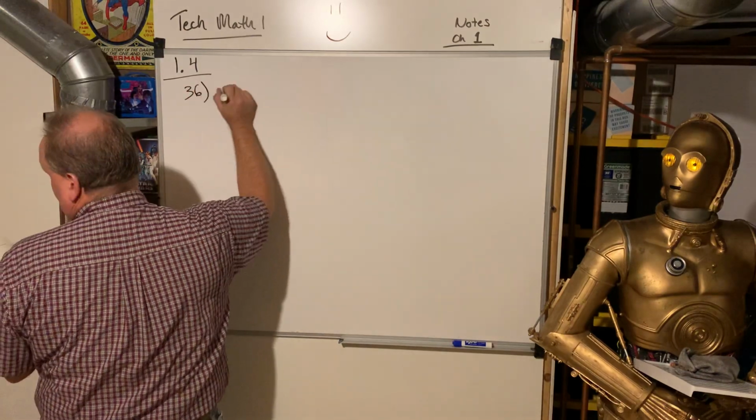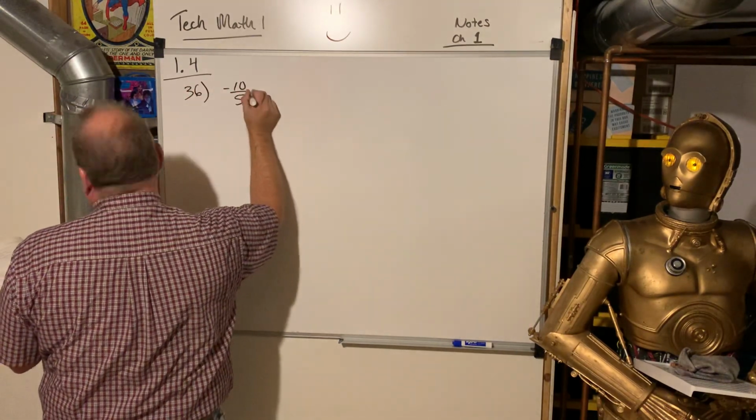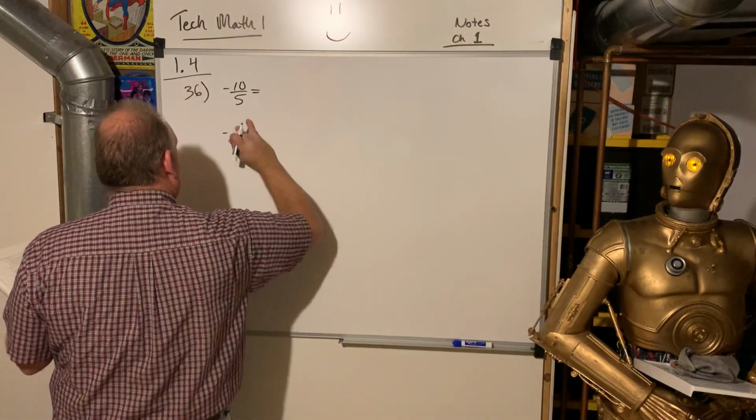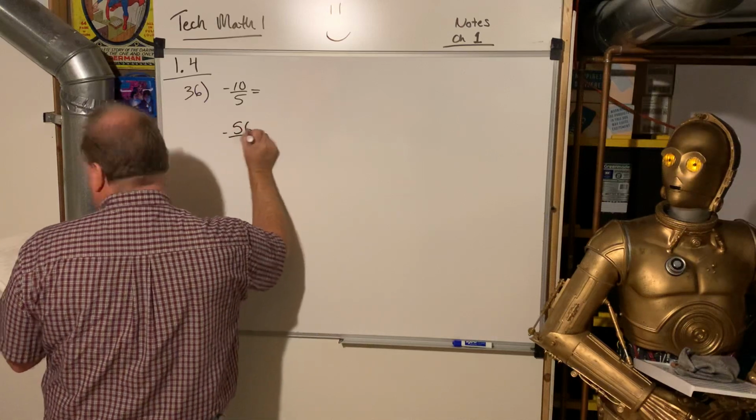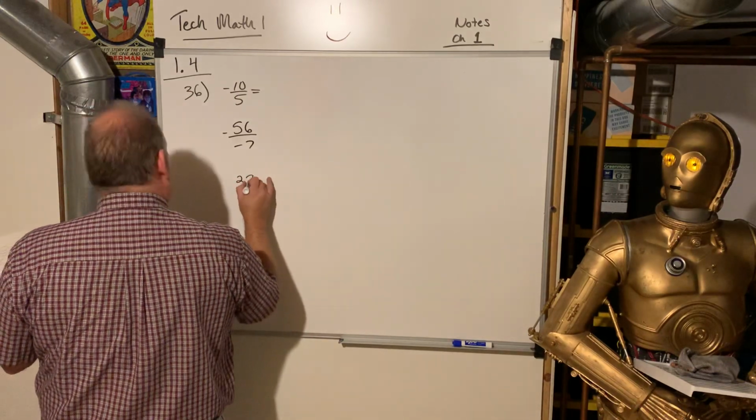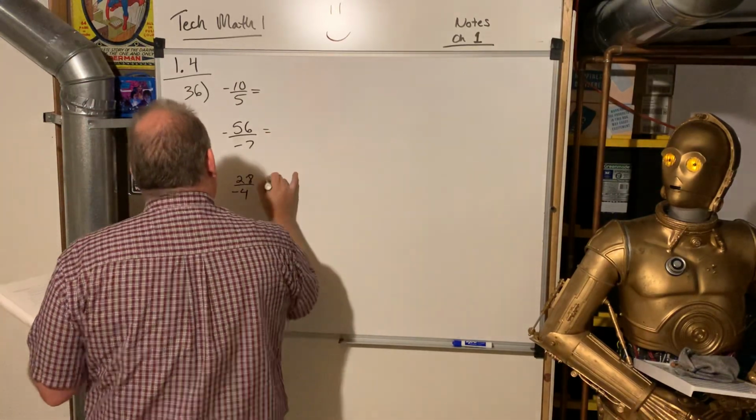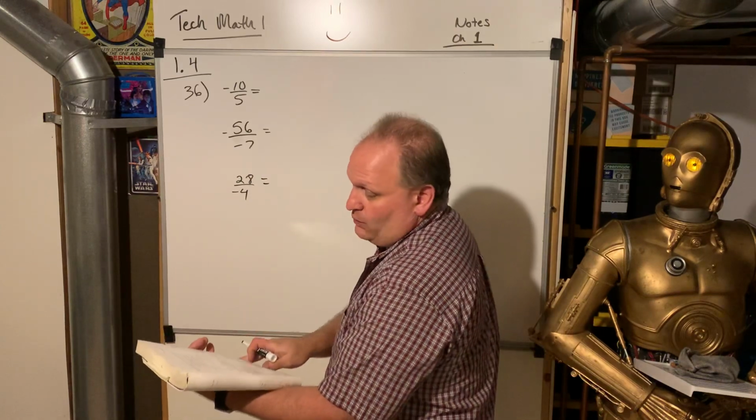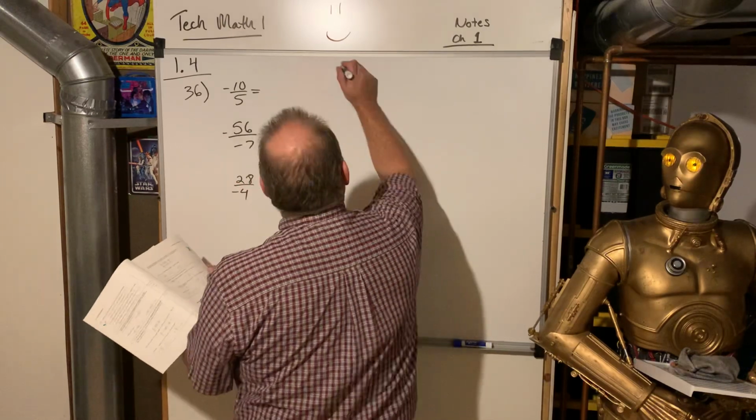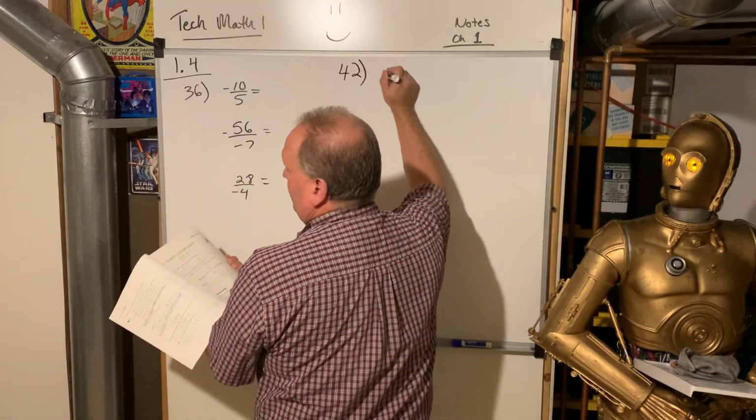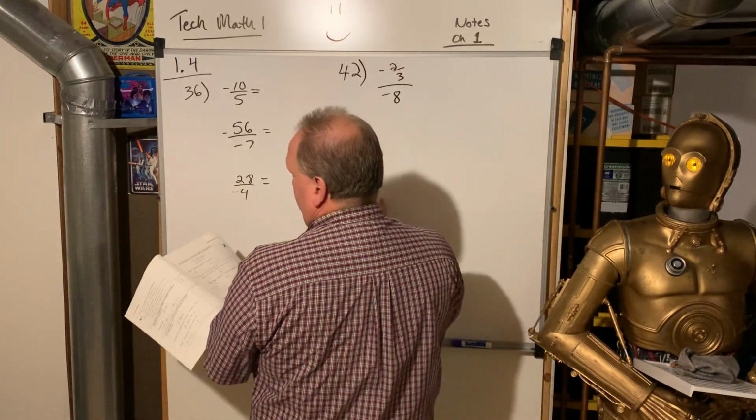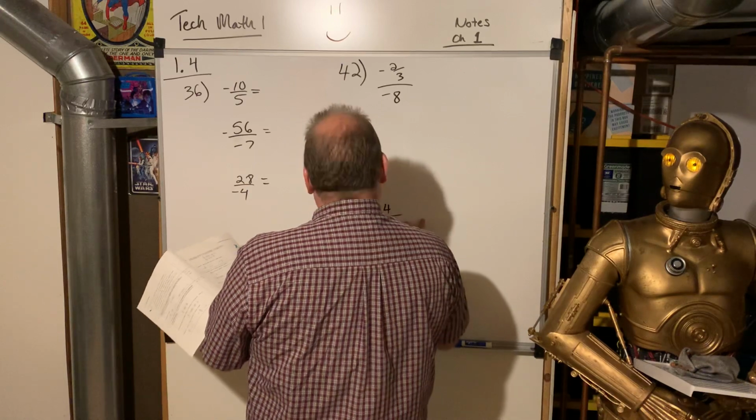Number 36, it's negative 10 over 5. It's negative 56 over 7 over negative 7, sorry. And it's 28 over negative 4. Those are the first three problems where we're just looking at positive, positive, positive, negative, like when you divide or multiply. Negative 2/3 divided by negative 8. Ooh, that's a little trickier. And negative 4 divided by 1/2.